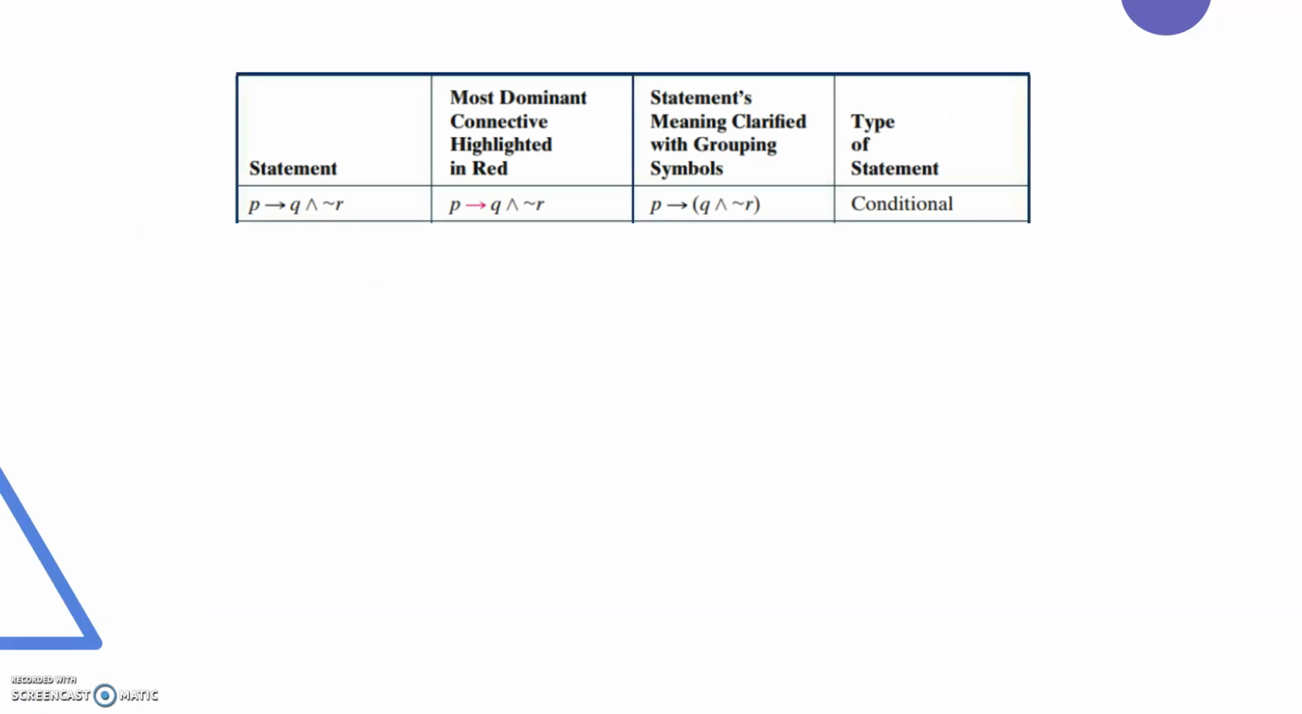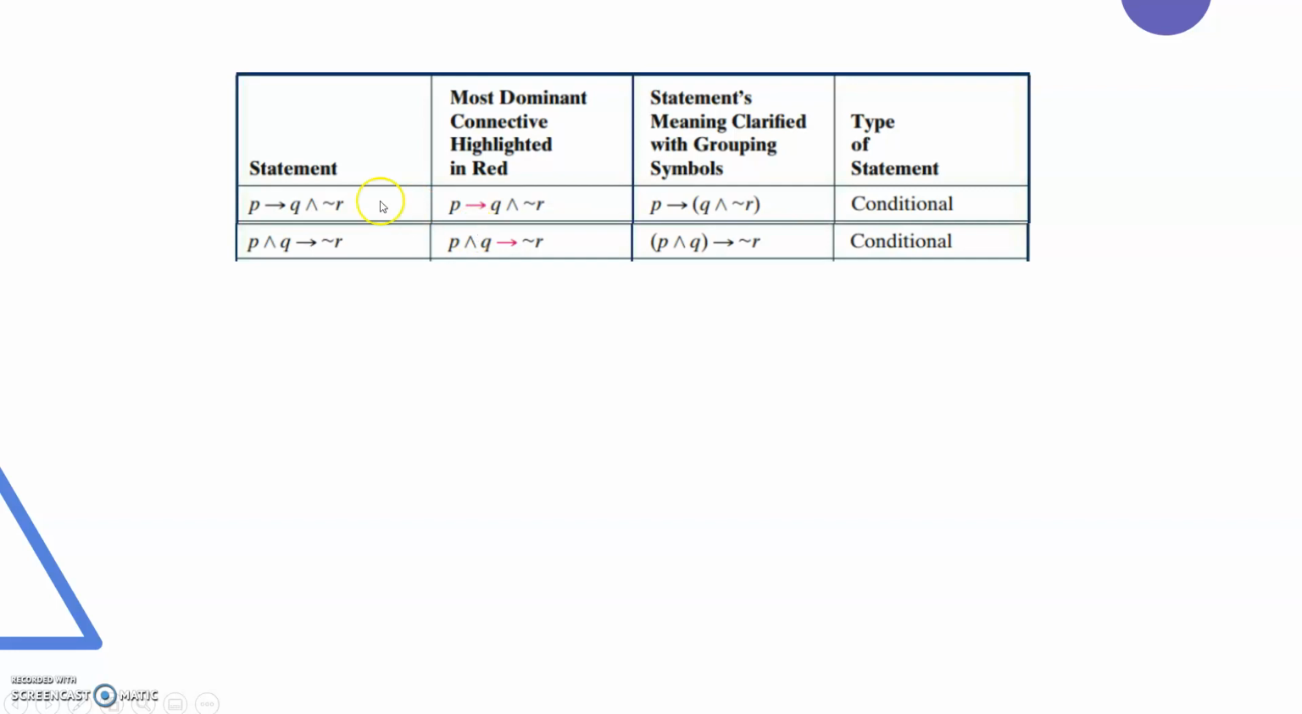So for example, we have this statement here. This reads P implies Q and not R. The operation with the strongest dominance is the if-then statement. So the conditional. So you will group either the two before or the two after together. Well, there aren't two before, so there's nothing to group before, but there are two things after. So you will group the Q and not R together, okay? And that will be considered a conditional statement because the conditional is the most dominant.